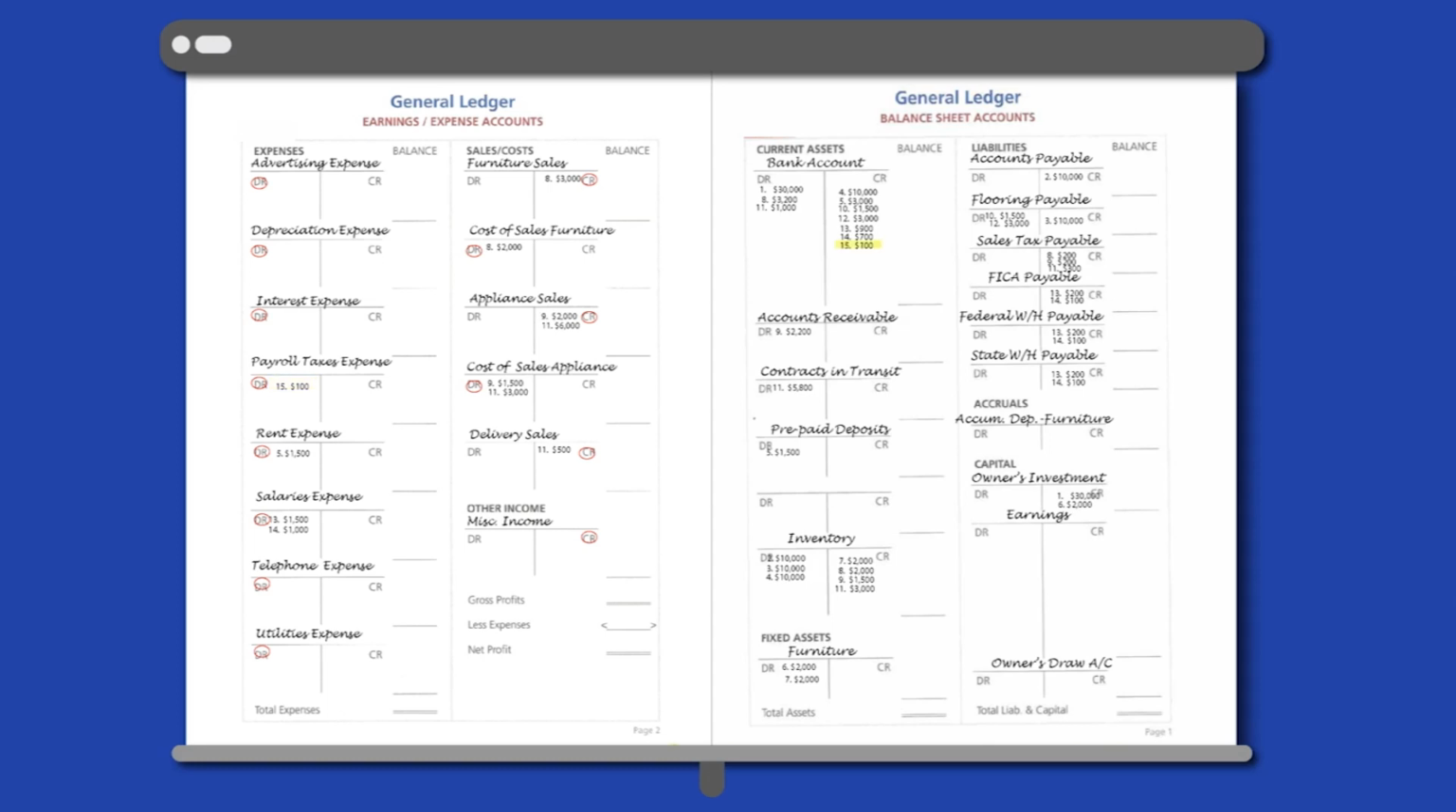Okay, debit payroll tax expense. That's what we got. Okay, it was our burden, so it's a payroll tax expense, and we credit the bank account because we wrote a check for it. Okay.